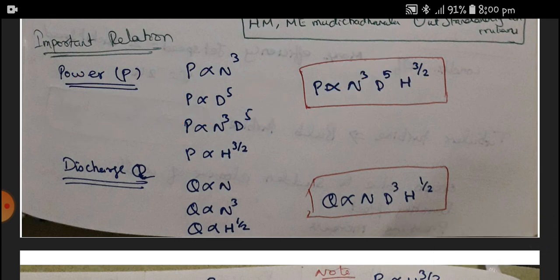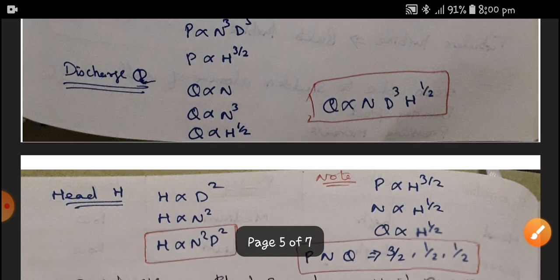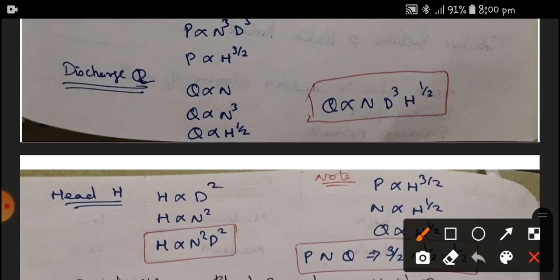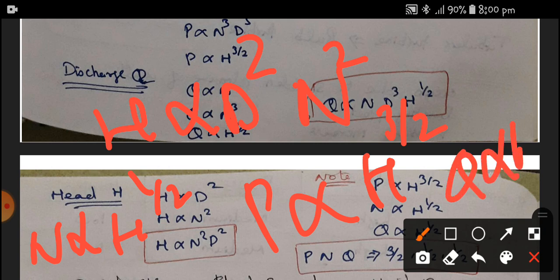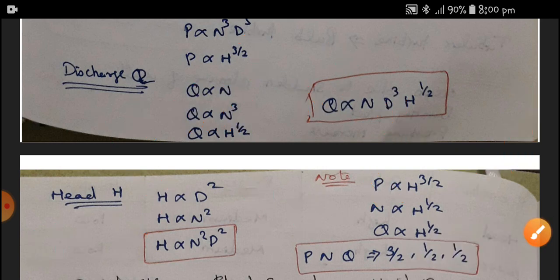And the head relationship: head is directly proportional to diameter square and directly proportional to speed square. And we know that the power is directly proportional to H power 3 by 2, speed is directly proportional to H power 1 by 2, and the discharge is also proportional to H power 1 by 2. This you have to understand.